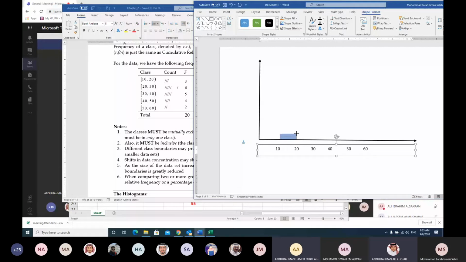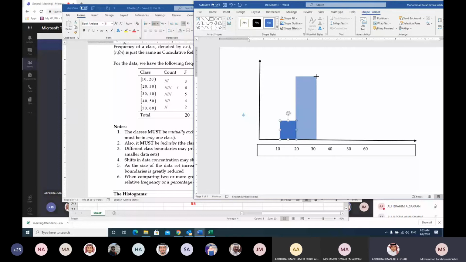The height of the bar equals the frequency. Now between 20 and 30, we need to draw a bar. What's the height for the bar? 6. What about between 30 and 40? What's the height for the bar? 5.